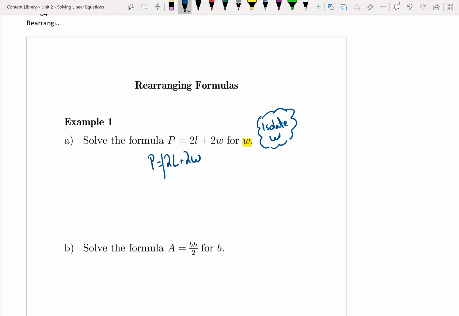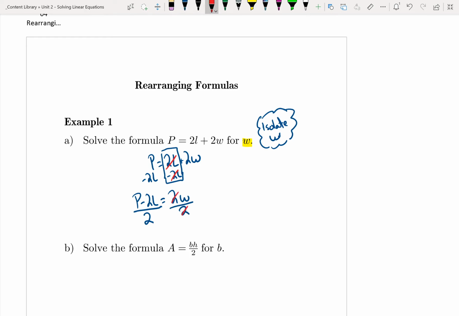I want to get rid of this 2L, so I'm going to minus 2L. And I have to minus 2L from both sides. P minus 2L will equal 2W, because those 2L's will cancel out. And to get W by itself, because it's 2 times W, I need to divide by 2. And I need to divide everything on the other side by 2 as well to balance it out.